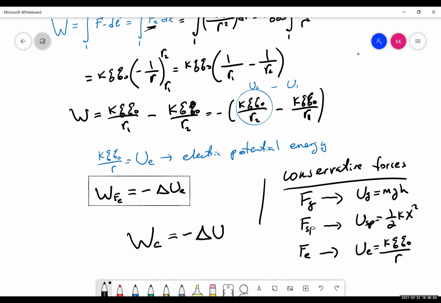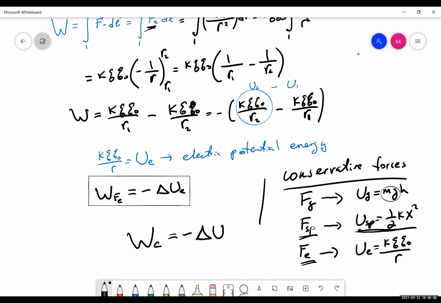Gravitational is one of the examples where the force is constant, because mg, the magnitude of the gravitational force, pretty much never changes. The spring force was a variable force, so we had to integrate to get the spring potential energy. Same thing with the electric force: we had to integrate to get that expression. But the idea here is that whenever a conservative force does work, it always changes the potential energy of the system.